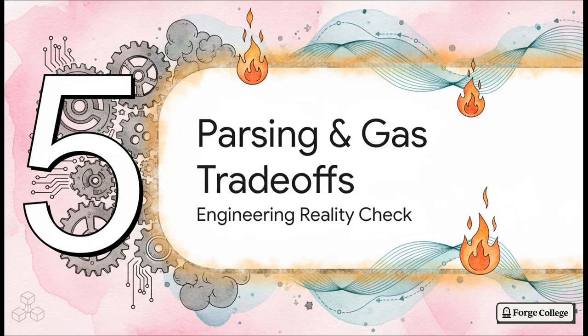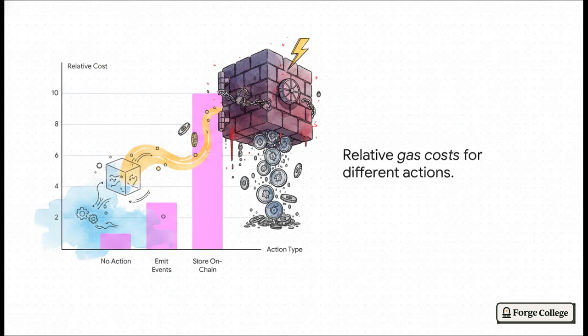And finally, Part 5, Parsing and Gas Tradeoffs. Let's talk about the one thing that keeps every Web3 developer up at night, right? Gas. Doing nothing obviously costs the least. Writing data to persistent on-chain state storage, like saving variables directly in your contract, is astronomically expensive.